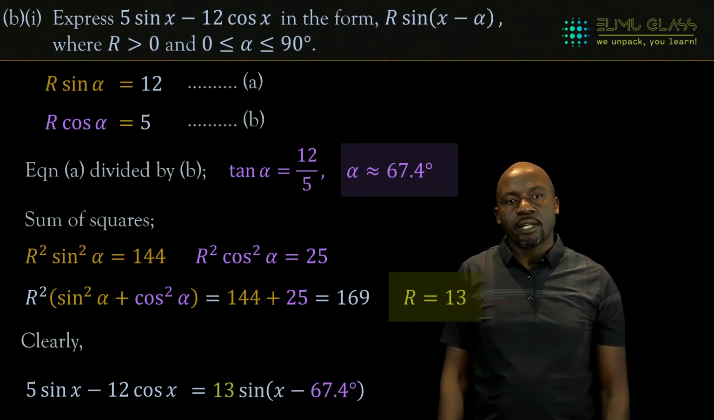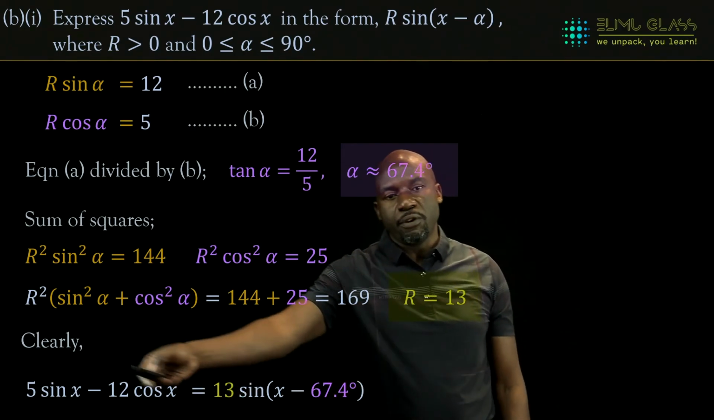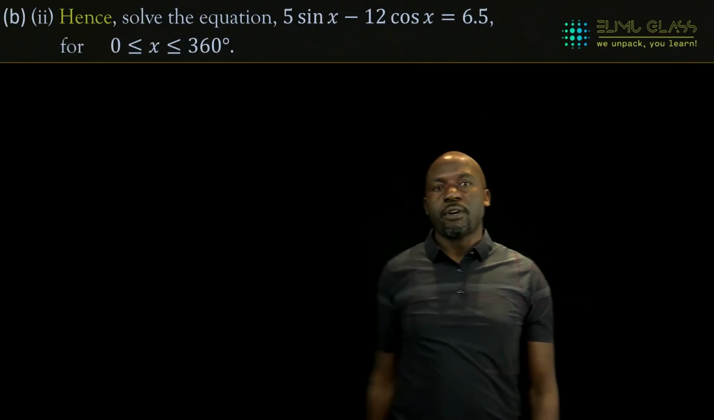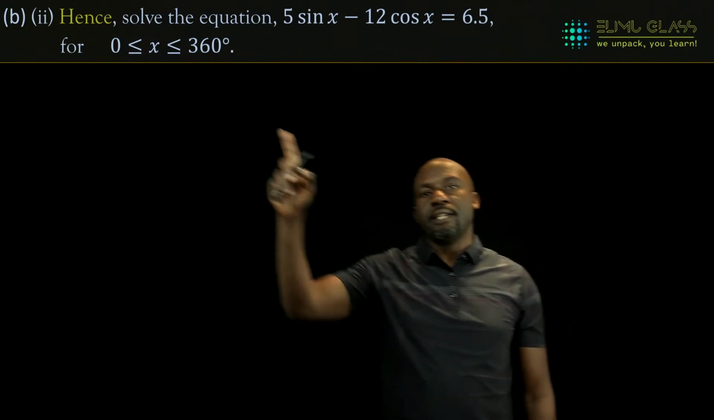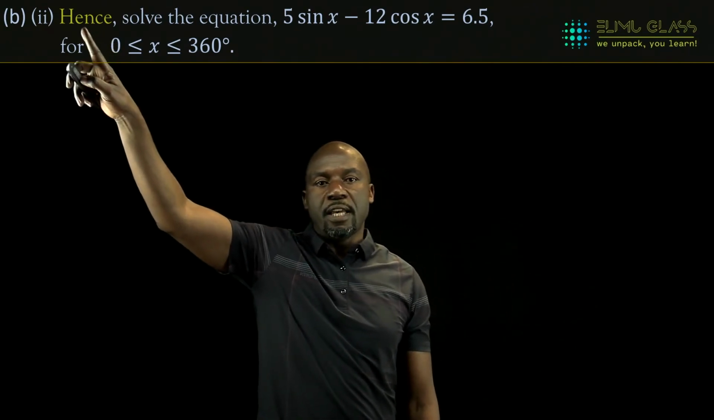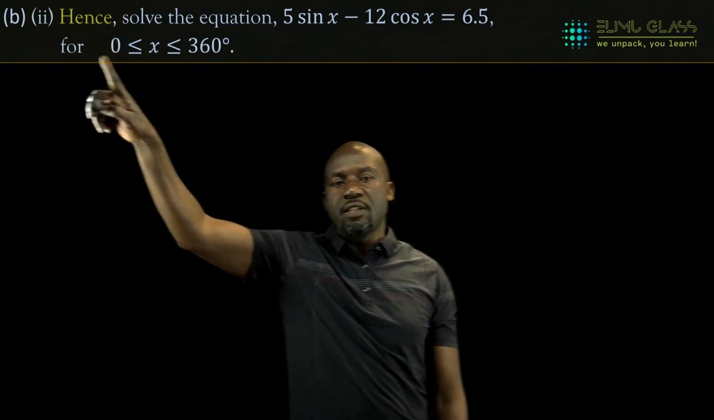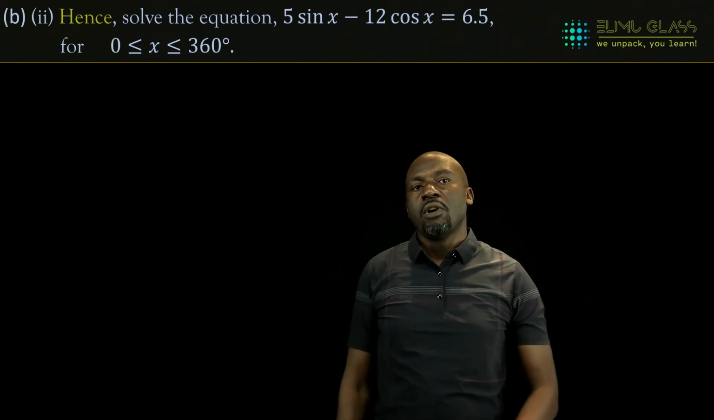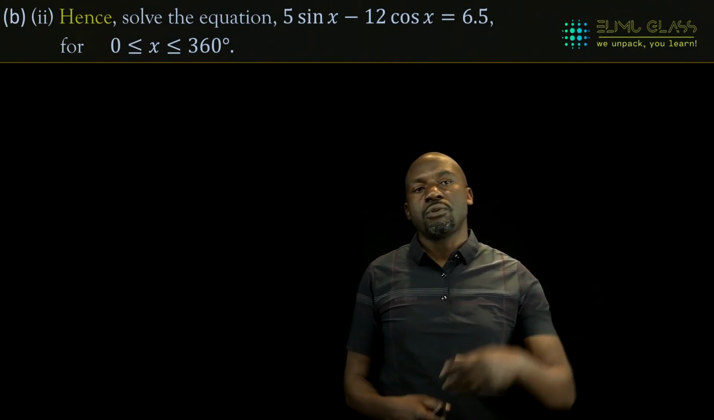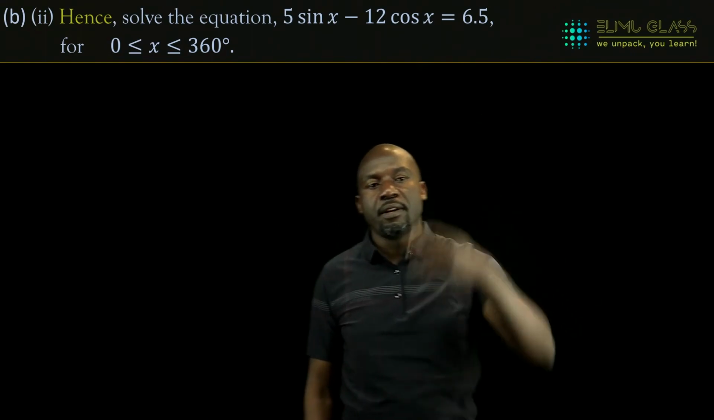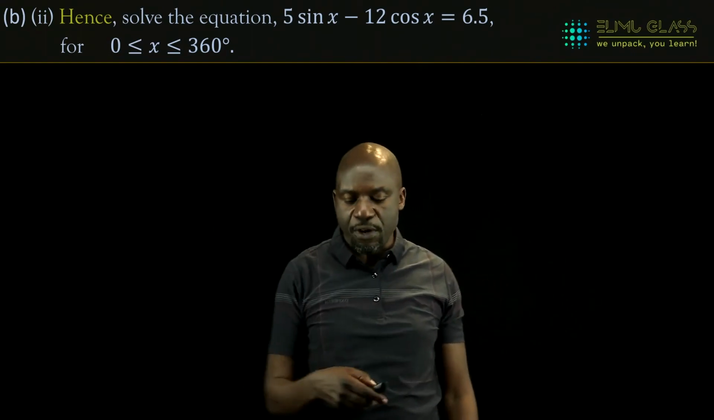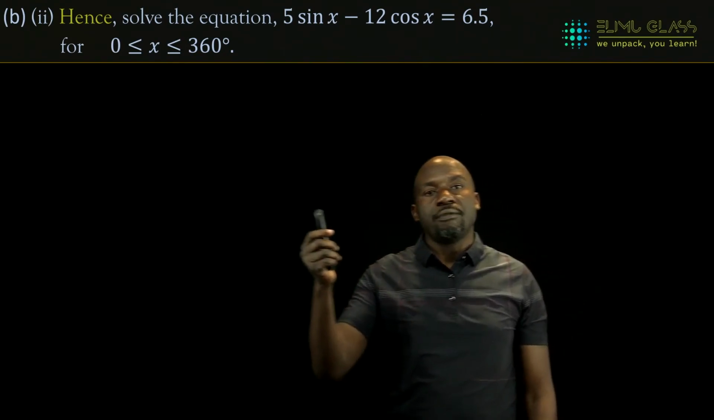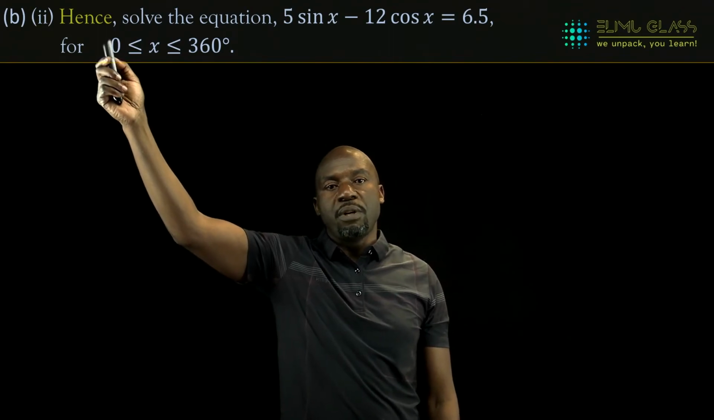I think the next part requires us to solve an equation involving this, so let's see what we get for part 2 of this problem. Part 2 says "hence." When an examiner says hence, it means you must make use of your previous result to solve this problem. If you choose to solve this using a different method that does not involve the result you found earlier, you will be penalized and will not get the marks. So you always have to make use of the result from the previous part.